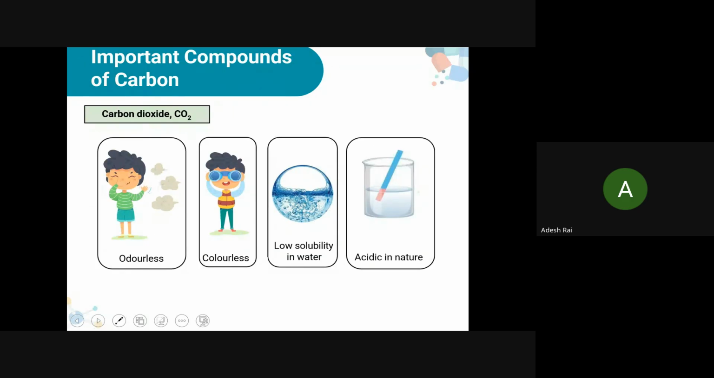Now what about the properties? It is an odorless, colorless gas, and it has low solubility in water. The nature of the oxide is acidic. We have studied, no, CO2 is acidic. CO2, SiO2, and GeO2, they are all acidic in nature. We have studied it in last class.